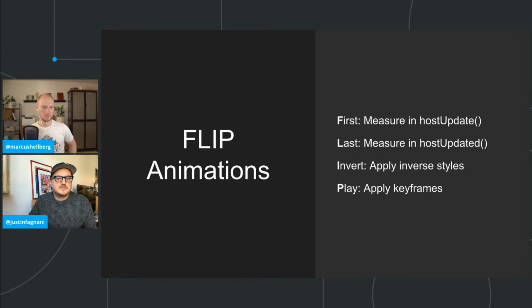First, last, invert, play. First, you measure the thing you want to animate, and we have a callback for that now in hostUpdate. Last is the last state of the thing you're going to animate. Well, we can measure that after the render, so after you've rendered the new state, but before there's actual paint. Then we can apply the inverse styles and basically move the element back to the initial state. And then we apply keyframes, which are going to animate that element into the end state.